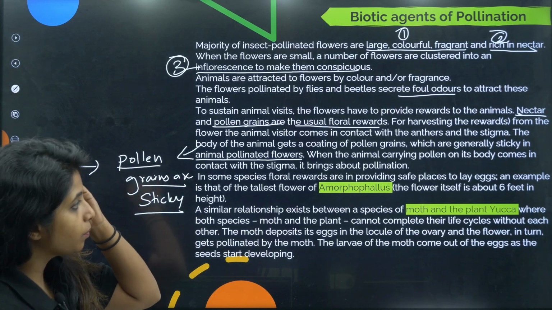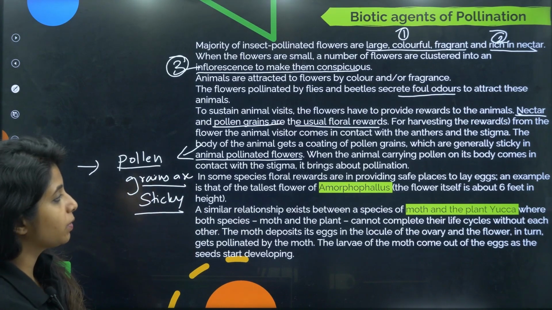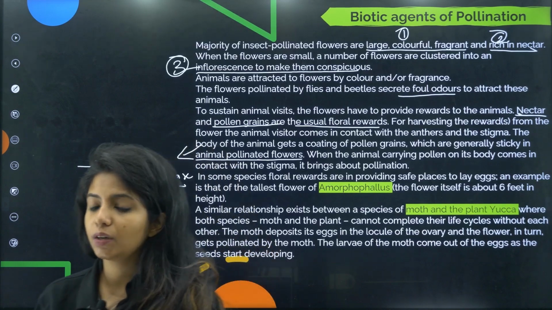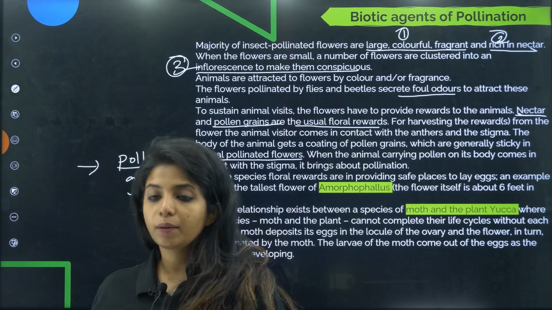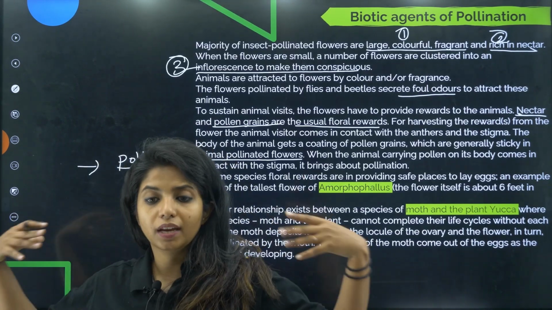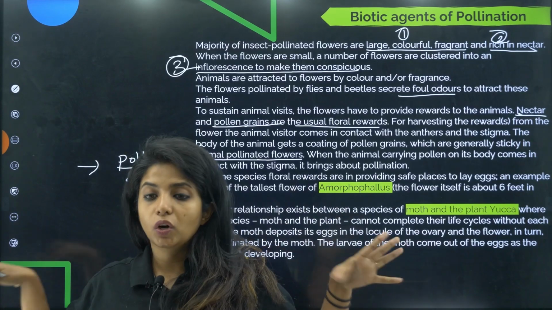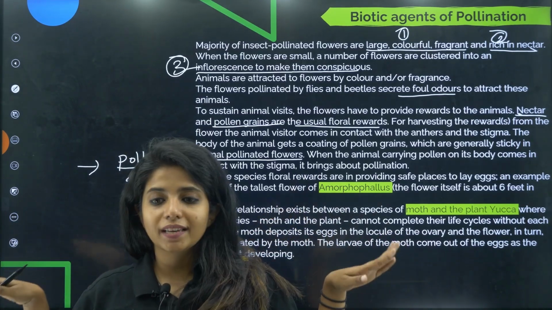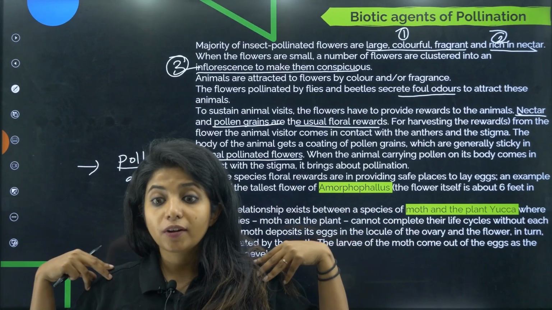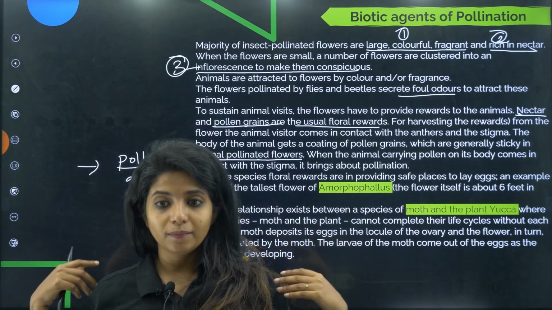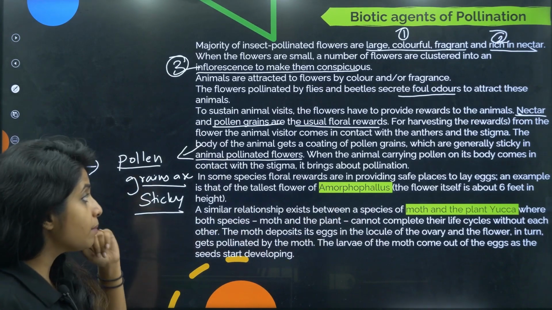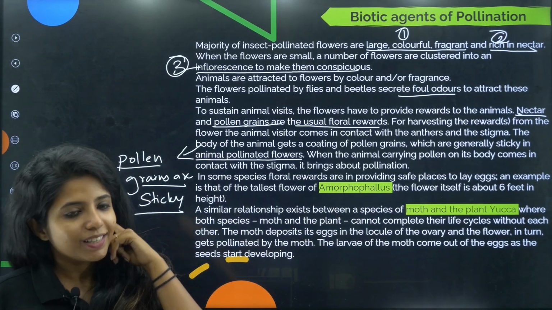When the animal carrying pollen grain on its body comes in contact with the stigma, it brings about pollination. So, just imagine I am a bee, I go and sit on a flower. Now, over here obviously when I move around, I will be touching my body towards the entire body of the flower. It will be giving all the pollens, and pollens, if they are sticky, they will stick on me. Now, I will go somewhere else and I will sit there. Over here I am transferring whatever pollen grains are there in my body to the next plant. Okay? This is how things work. And why am I coming? For the nectar.